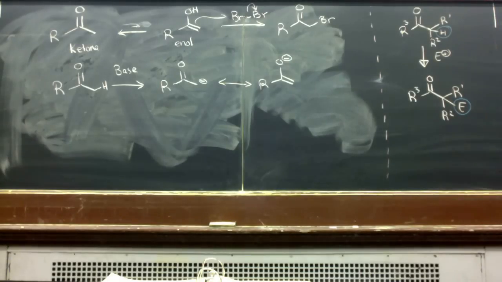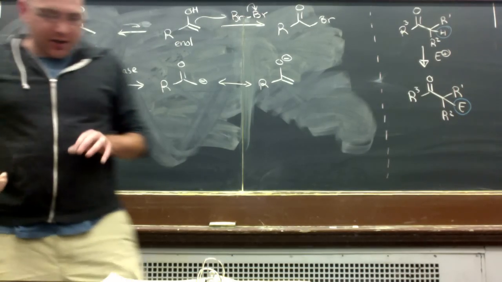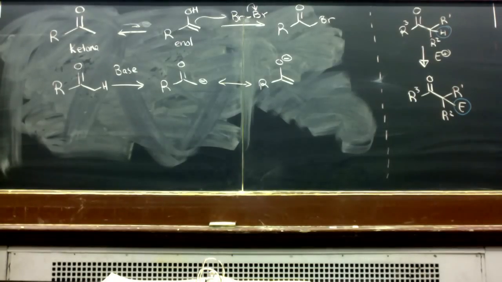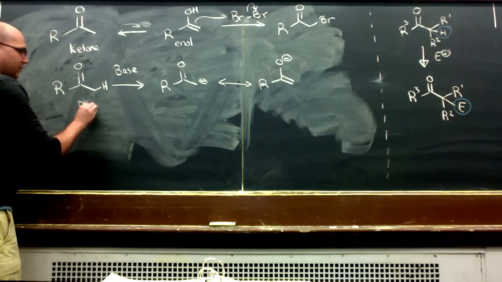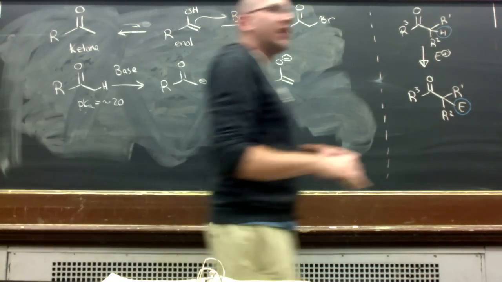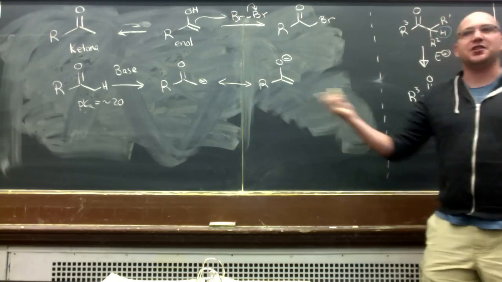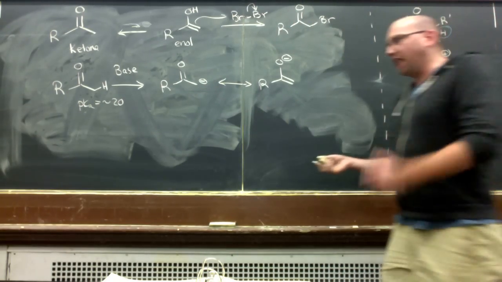Because of that resonance stability, the pKa of an alpha proton is going to change. Your standard C-H bond, methyl lithium for example, has a pKa of around 50, something fairly high. The pKa of an alpha proton to a carbonyl is much lower, somewhere around 20. So it's significantly more acidic than your standard carbon bonds. And why? Well, I just showed you: it's because of this resonance stabilization. You can effectively take that negative charge and delocalize it onto the oxygen.